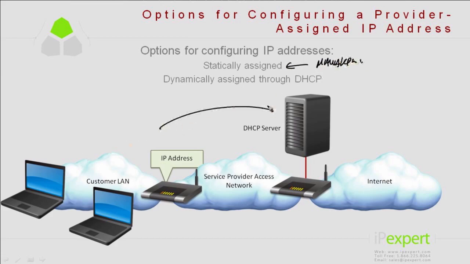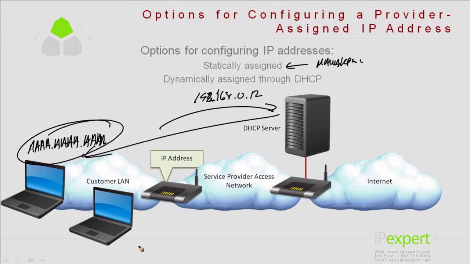I can go into my server and say the MAC address of all A's should be issued a specific address. That address could be 192.168.0.12, based on that MAC address, and that assignment's going to take place.